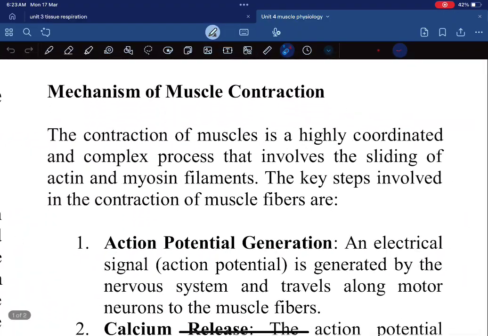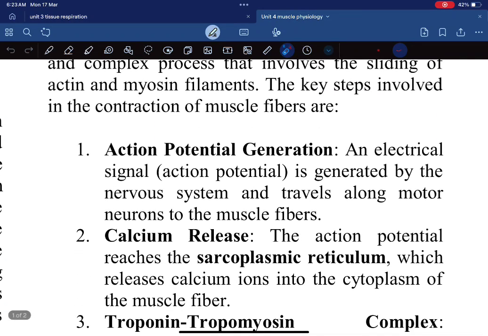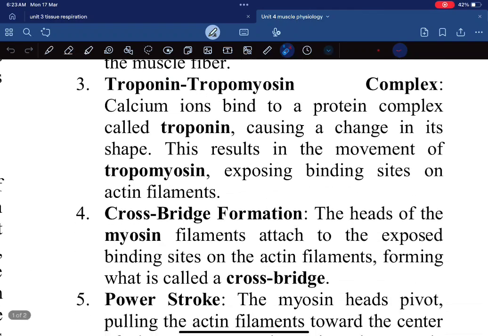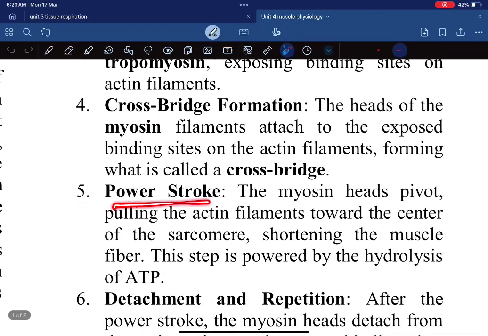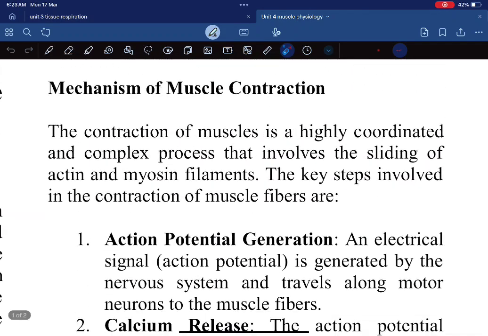Mechanism of muscle contraction. The contraction of muscle is a highly coordinated and complex process that involves the sliding of actin and myosin filaments. The key steps involved in the contraction of muscle fiber are: first, action potential generation; second, calcium release; third, troponin tropomyosin complex; fourth, cross bridge formation; fifth, power stroke; sixth, detachment and repetition.